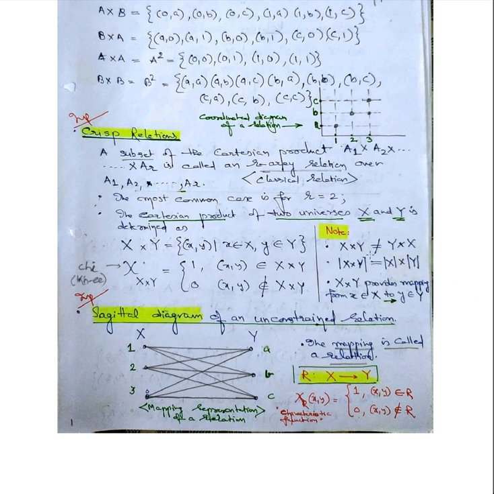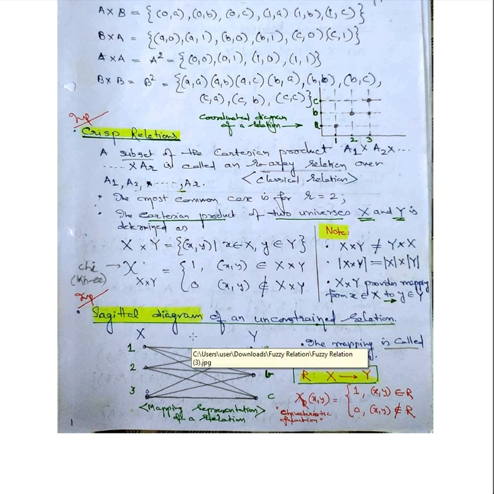This particular relation, x cross y, does not equal y cross x. It is basically the constrained relation. Whenever these two mappings do not tally, then it is a constrained relation. Whereas in this particular case, it is an unconstrained relation that exists.